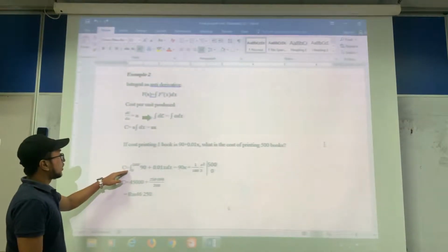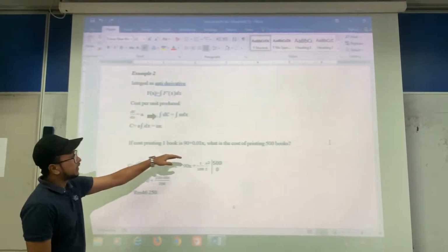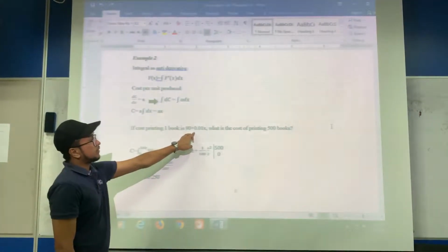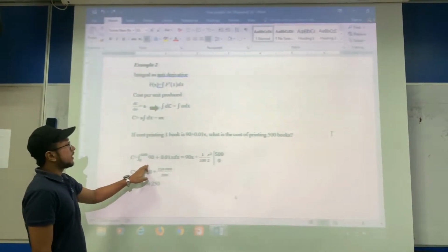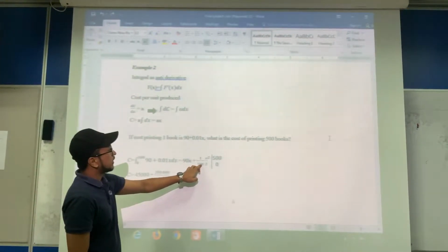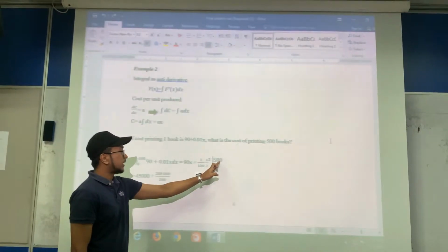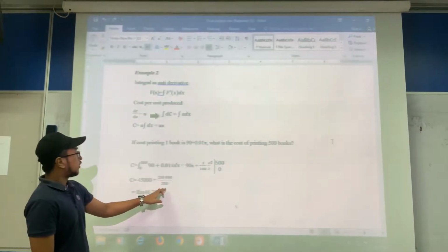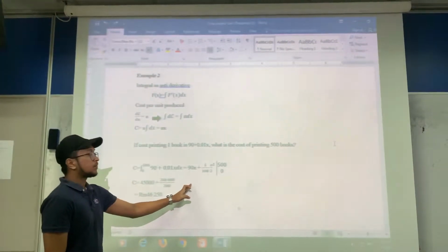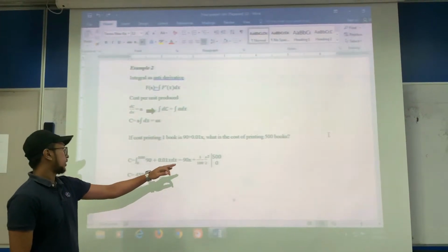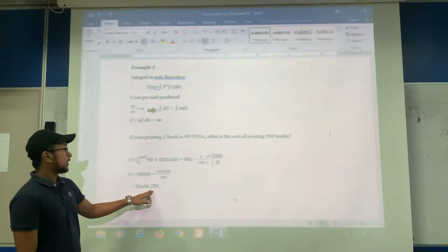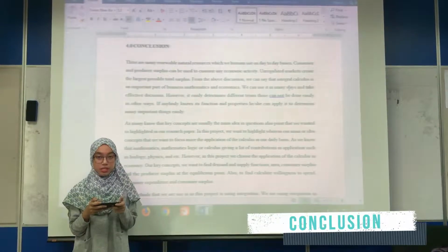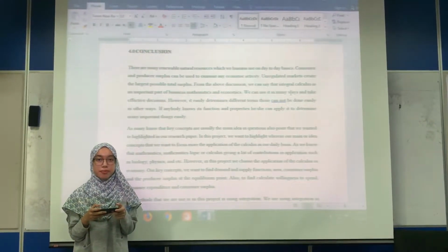We just have the cost equals integration 0 to 500, which is the maximum level of printing books, and then we integrate the function which was given just now, 90 plus 0.01x dx. So when we integrate, we will get 90x plus 1 over 100 times x squared over 2. We substitute 500 and 0 into the function, and we will get 45,000 plus 250,000 over 200 minus 0. So the cost of printing 500 books is 46,250 ringgit.